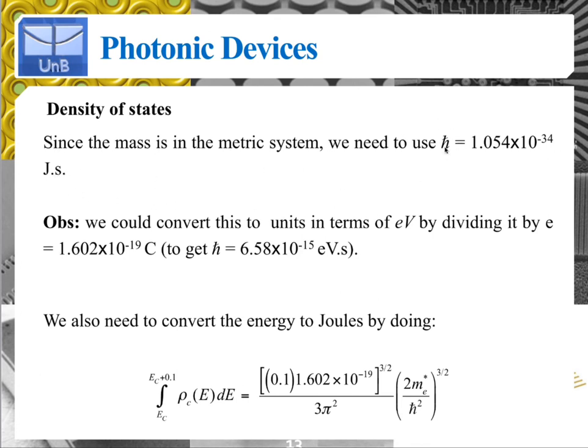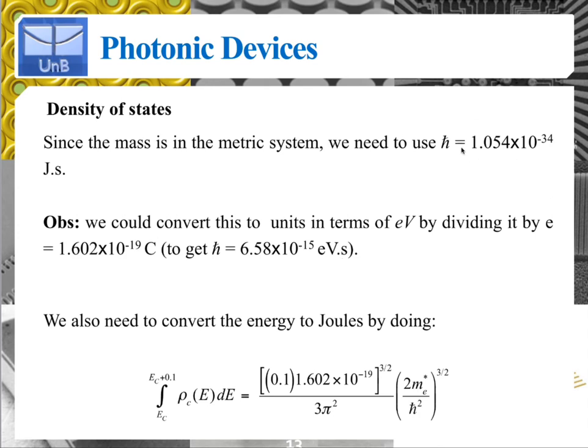The Planck constant can also be given in terms of eV times second, in which case it is 6.58 times 10 to the minus 15 eV second. And we get this from the Planck constant in the metric system by dividing it by the elementary charge. So if you divide this number by 1.602 times 10 to the minus 19 coulombs, we get the Planck constant in terms of eV times second.